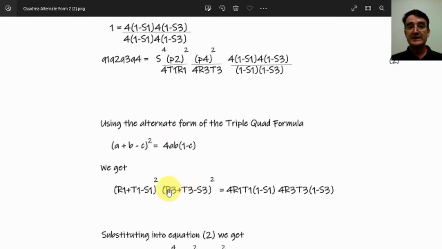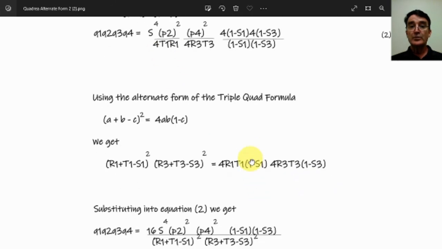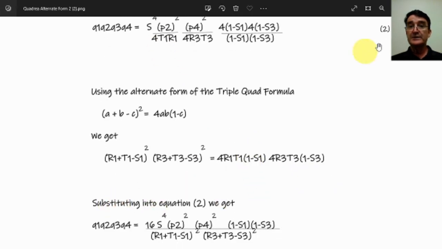And then we're going to do that again with the other term. So we have A plus B minus C, that would be R3 plus T3 minus S3 all squared, and that's equal to 4 times R3 T3 times 1 minus S3. So we're going to substitute this into equation 2.